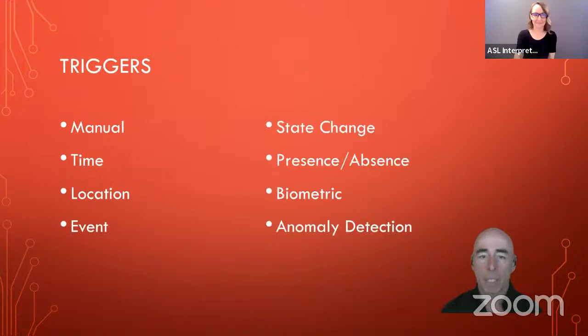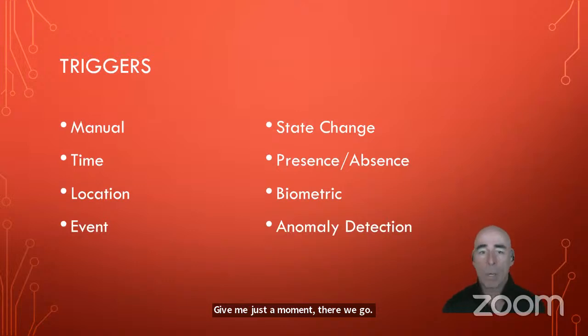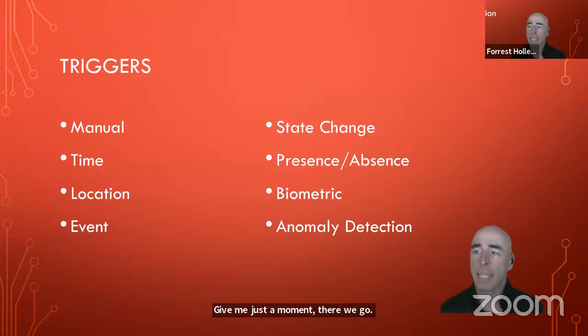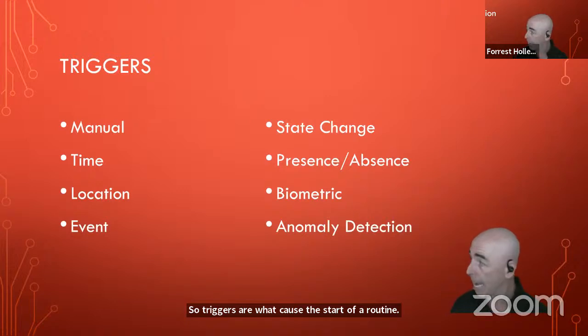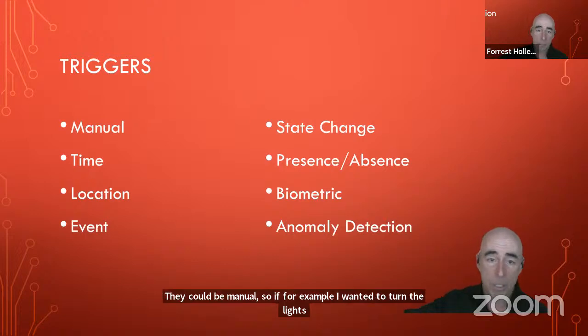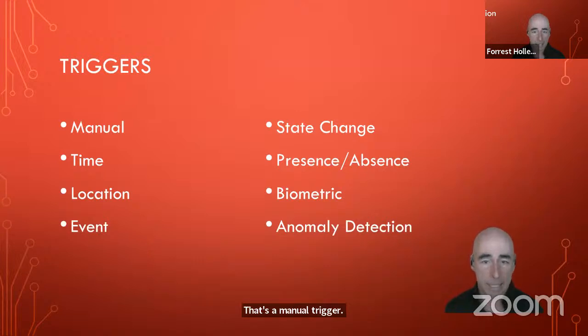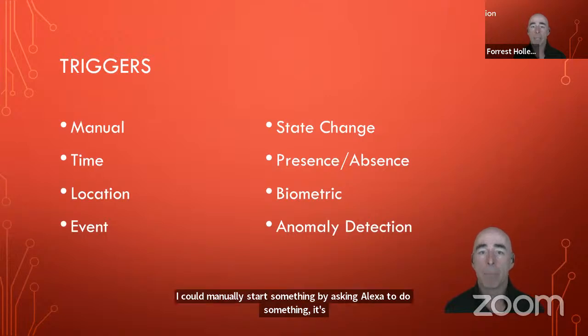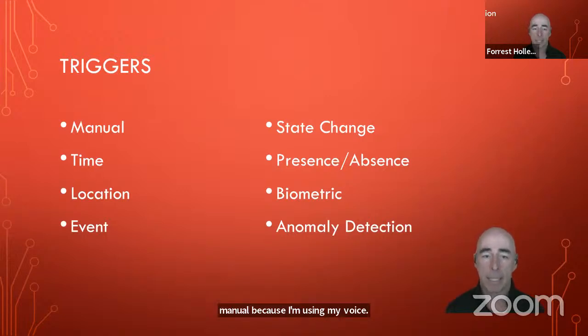There we go. So triggers are what cause the start of a routine. They can be manual. So if, for example, I wanted to turn the lights on as I walk in the door, I can hit my smart switch and the lights come on. So that's a manual trigger. I can manually start something by asking Alexa to do something. It's manual because I'm using my voice. There could be a time-based trigger.